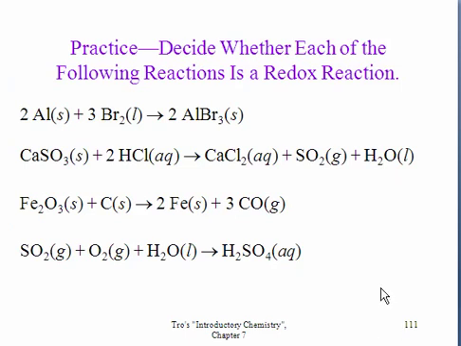So pause the slide and see if you can decide whether each of these are redox. And then once you've gotten a decision, turn the lecture back on and we'll go over it.